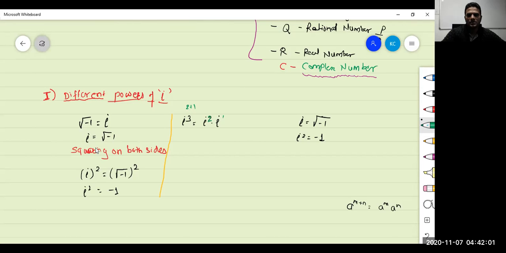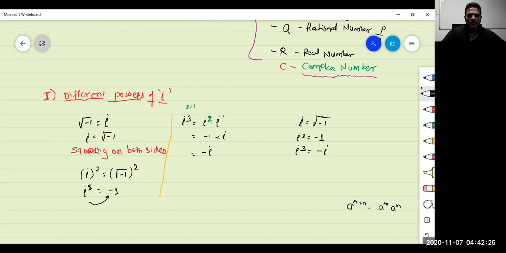i raised to 2, i raised to 1. What is i raised to 2? i raised to 2 is nothing but minus 1. The value of i square is minus 1. Substitute here: minus 1 into i. So finally minus i. Okay, i raised to 3, we got it. So i raised to 3 is minus i.